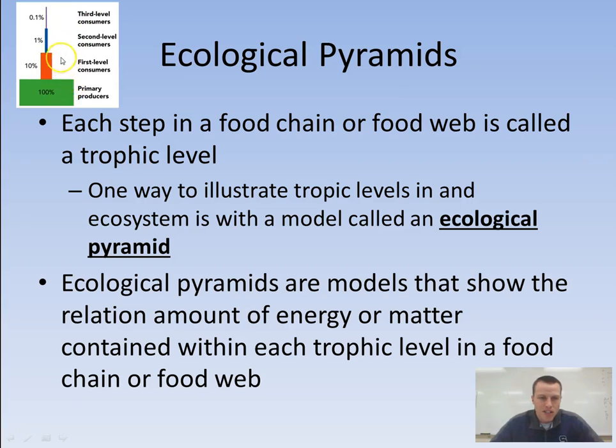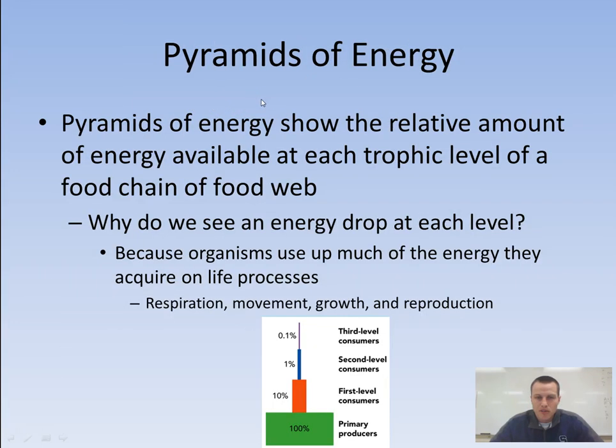So let's say this is grass, a cow eats grass, 10% of that energy goes to containing energy within that cow, and humans eat that cow. Only about 1% of the original energy that was there is going into storing energy in us. So you can see how the energy level decreases as we move up the trophic levels of that ecological pyramid.